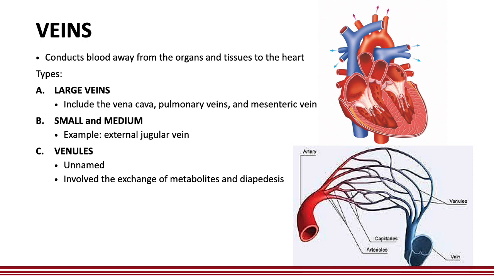Venules, on the other hand, are the smallest and are involved in exchange of metabolites and diapedesis. Diapedesis is the movement of white blood cells from the periphery of the blood vessels through the walls of the veins into the tissues. Okay, we see this in inflammation, and this represents the white blood cells going to the sites of inflammation.